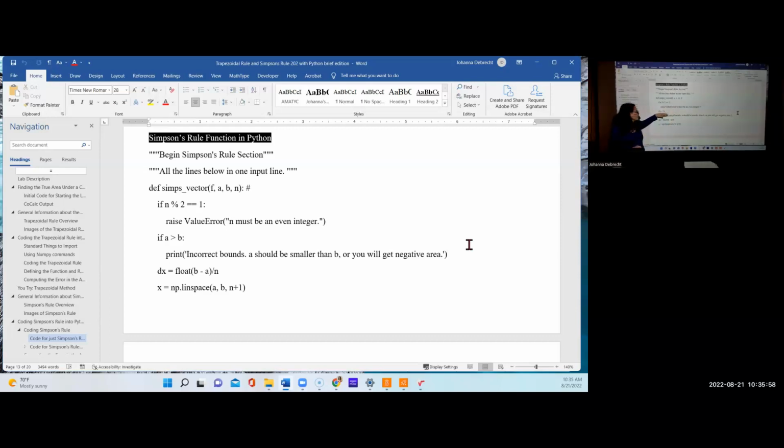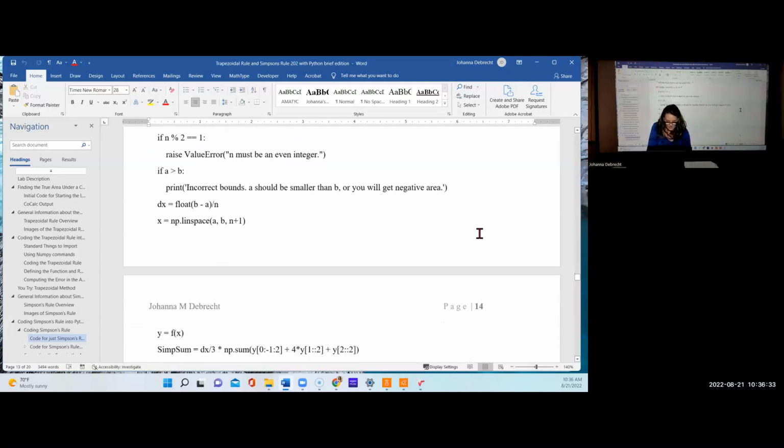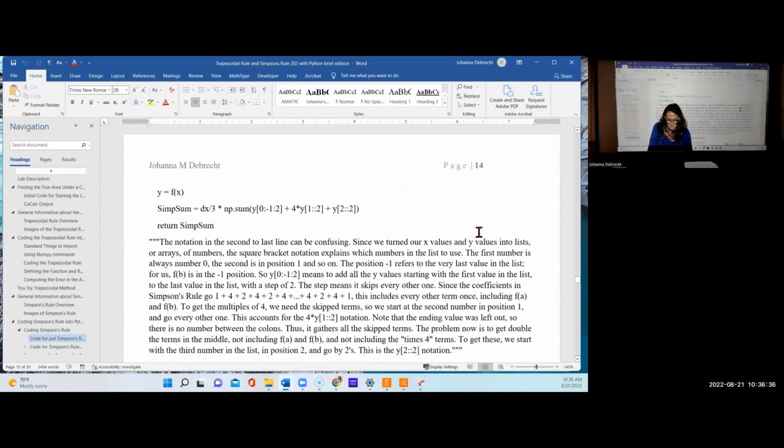It's also going to give you an error message if you put in something where the lower limit of integration is larger than the upper limit of integration, and it will print out incorrect bounds. A should be smaller than B, or you will get a negative area. You'll be integrating backwards. So these are two error commands just to let you know whether or not you've input it correctly. Then we define dx to be the floating decimal point number, b minus a divided by n. And we create another array of numbers listing out all the x values from a to b, n plus one of them. And then, of course, we define y to be f of x.